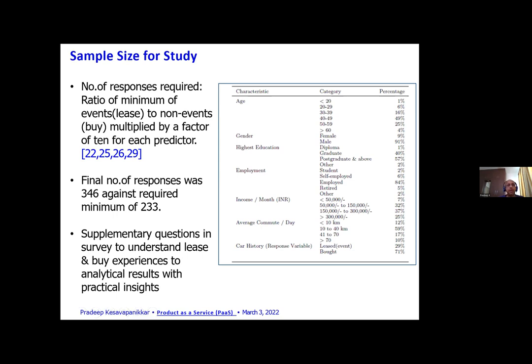As part of the survey, there were also some supplementary questions, because we wanted to link practical insights from people who actually bought and leased cars to the analytical results. So there were some open-ended questions also, to gain some managerial insights and then link these to the analytical results.